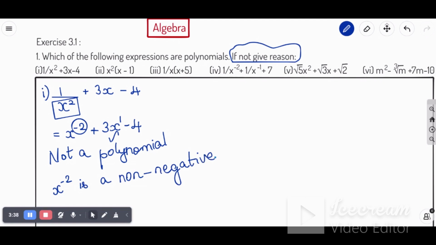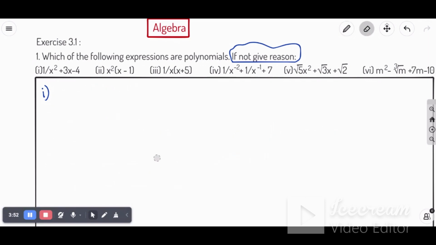You have to give the reason also: non-negative integral power. So write it. The reason is non-negative integral power. With this, we'll move on to the next question. The second question is x square into x minus 1. We have got a bracket here, so first of all, let us remove this bracket. Brackets are just multiplication. We multiply x square with x, and then x square with minus 1. So that will be x cube minus x square.